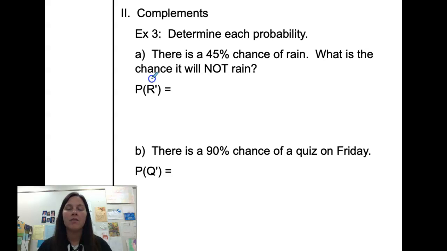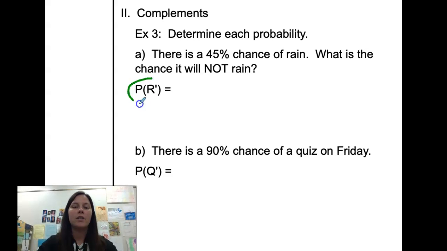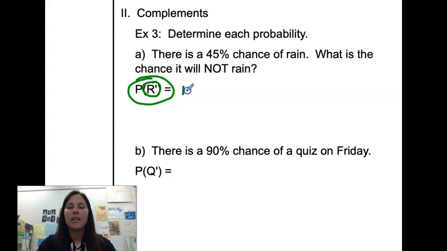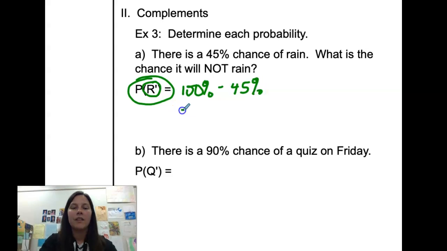Our first example, if there's a 45% chance that it does rain, what's the chance that it will not rain? So I have this notation written here for you again, so you can get used to that. So probability of not rain, that's what it means inside the parentheses here. Well, there's a 100% chance that it will do something. So we can take that 100% minus the 45% chance that it will rain, and that gives us a 55% chance that it will not rain.